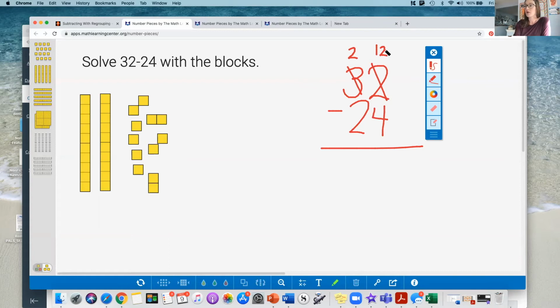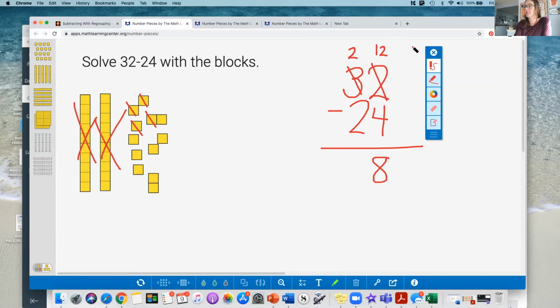So I have 12 minus 4. So 1, 2, 3, 4. Let's see how many I have left. Oh, I have 8 ones left. I have 2 tens and I need to subtract 2 tens. So they are both gone. So there is nothing there. I could put a 0, but I'm just going to leave it blank. My answer is 8.